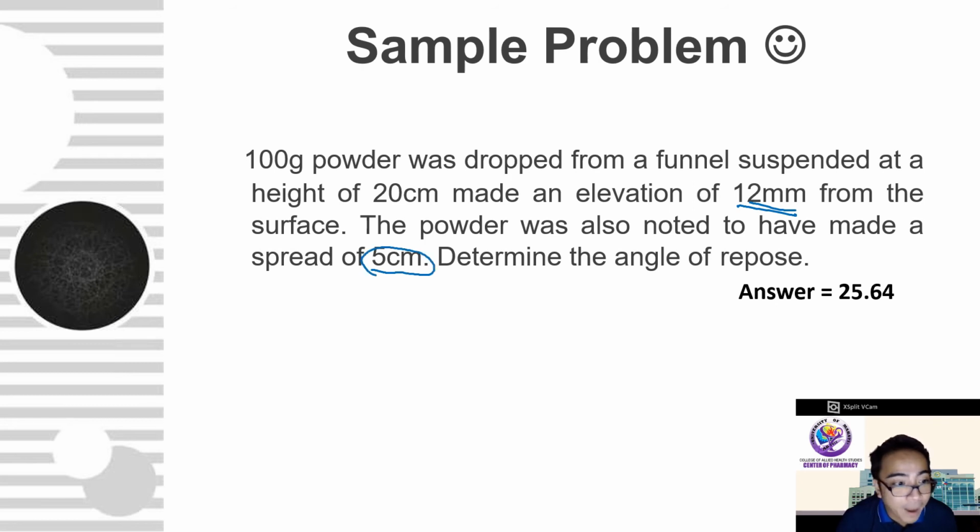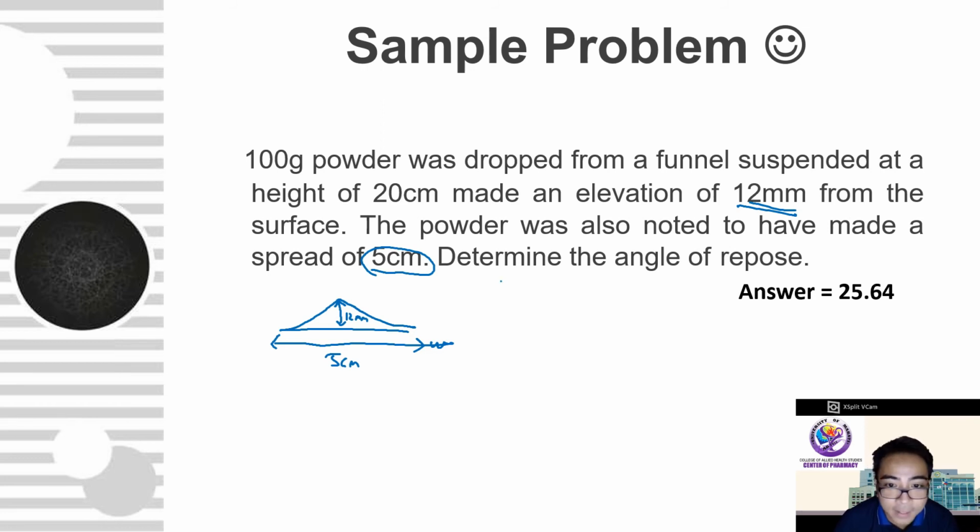So, when we say spread, kung ito yung cone na na-create niya, so yung spread class is from this point to this point. So, 5 centimeters daw yon. Tapos yung height, yung elevation na kinreate niya would be from this point to this point. And that's 12 millimeter. Alright? So, determine the angle of repose.